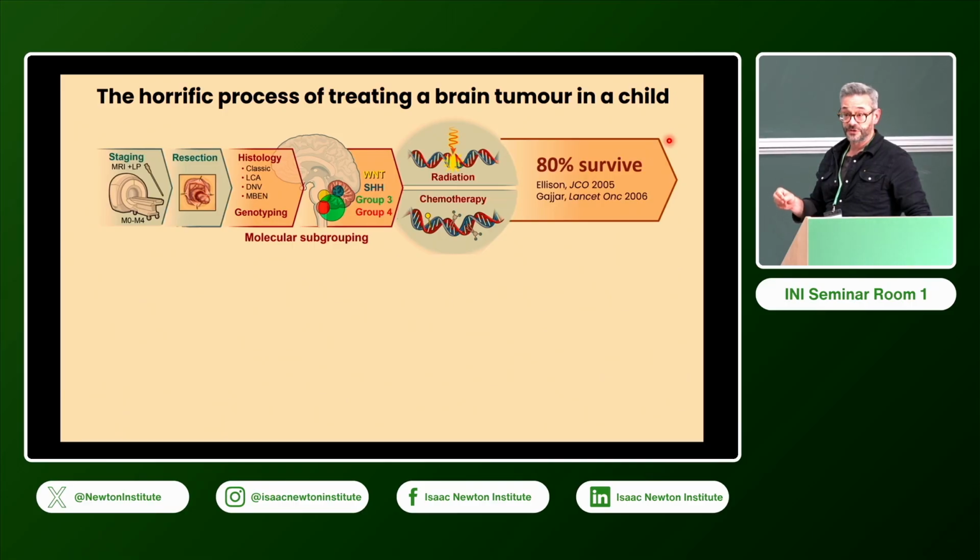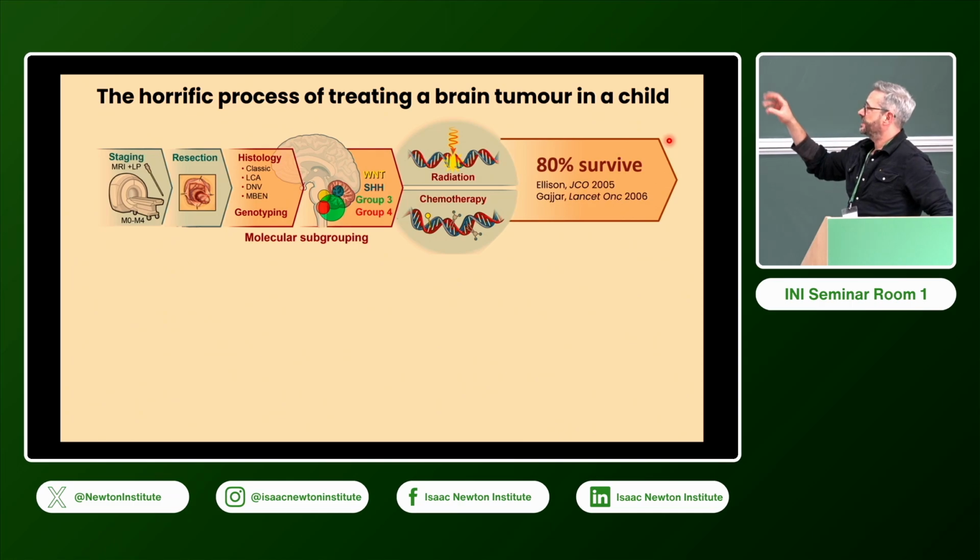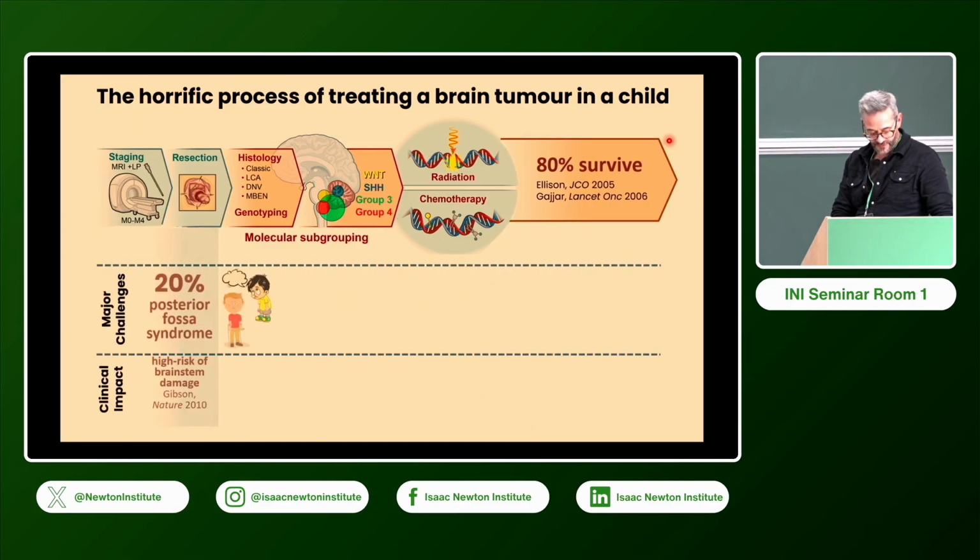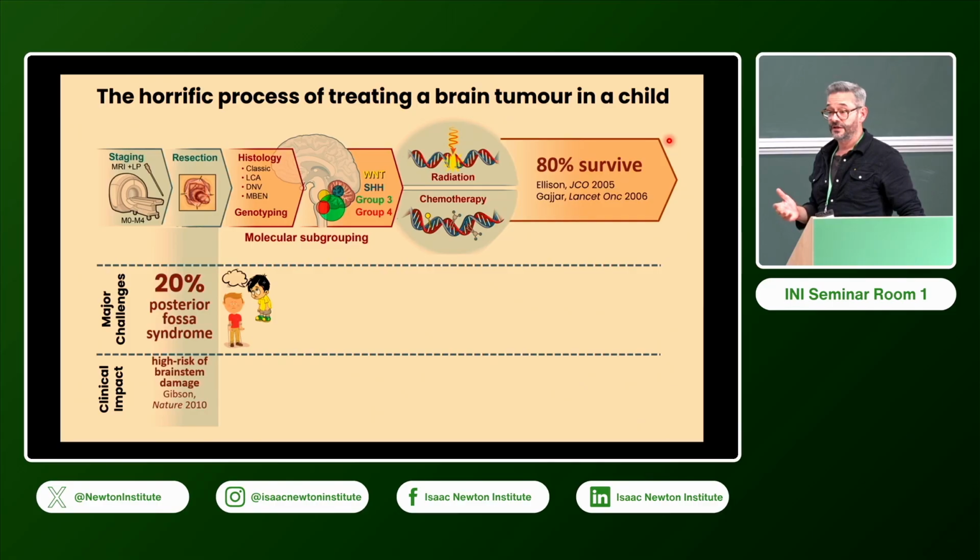So if you're a child who's diagnosed with a brain tumour, you'll typically be somewhere between 5 and 12 years old. You'll go through imaging, you'll have your tumour resected, it will then be staged, in this case it's medulloblastoma. You'll almost invariably get radiation and chemotherapy. Now about 80% of you will survive. However, after surgery, about 20% of those kids will get something called posterior fossa syndrome, which means when they wake up, they never speak. They lose their balance, and they never have long-term coordination anymore.